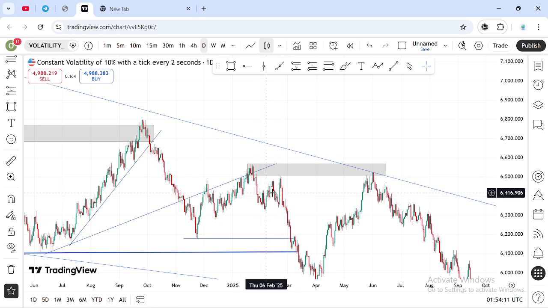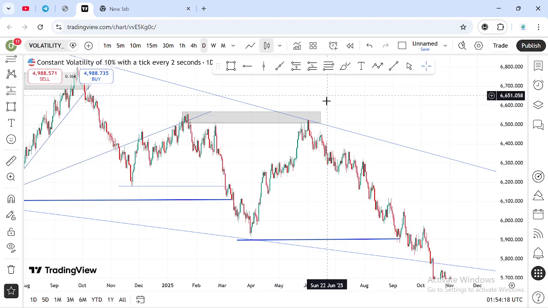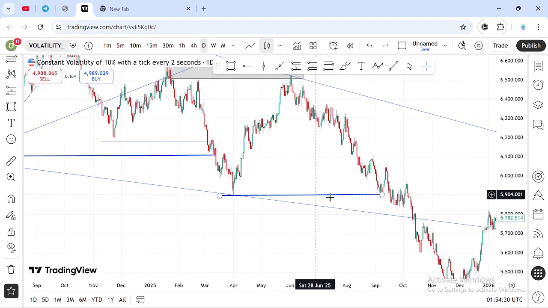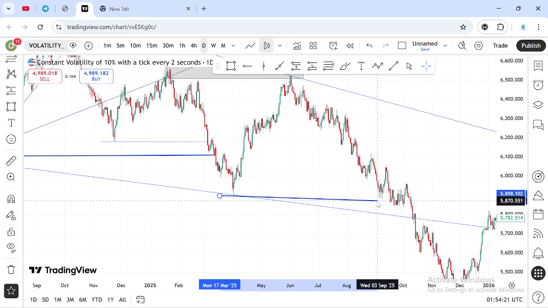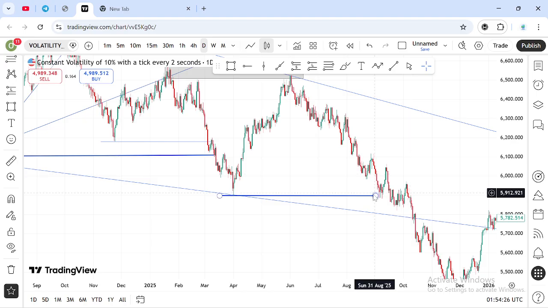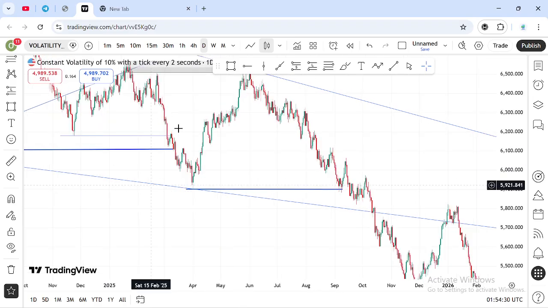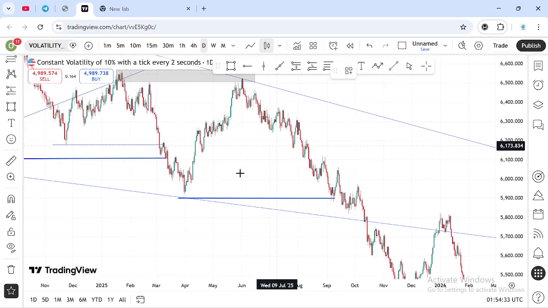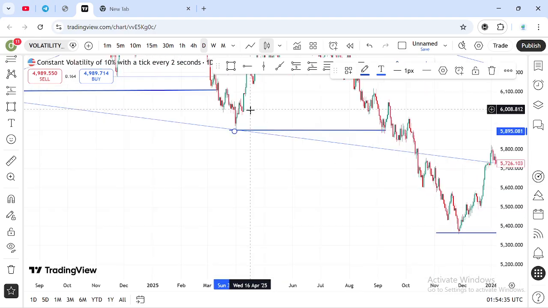But price clearly told us that they want to respect this one. It's got into respecting this one, which is still fair enough. And then we have our break of structure here. Okay. It's a main trend. This trend line is still respected here.